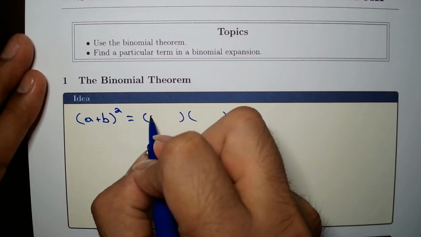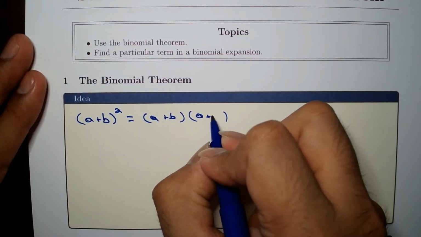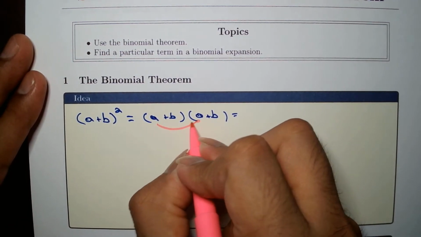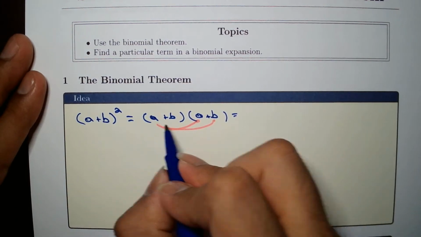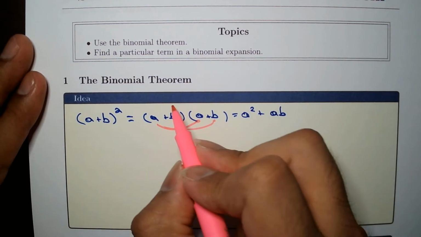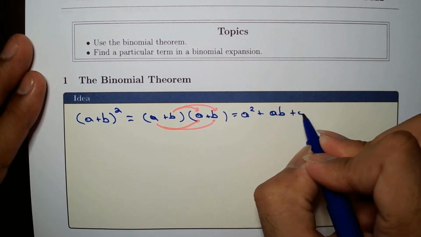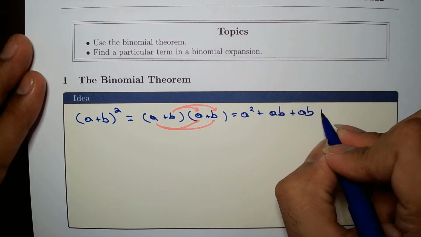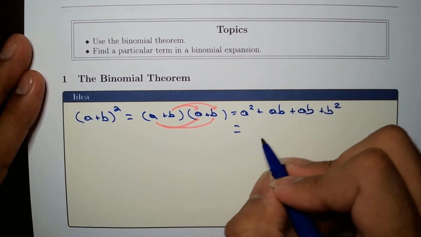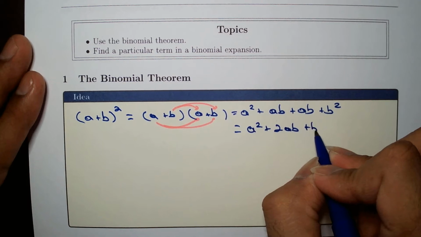What you would do is write this (a plus b) quantity squared as a plus b times itself. Then from here you would FOIL, so that's a squared plus ab, and then keep foiling here. b times a is the same as ab, and then b times b, that's b squared. Ultimately this is a squared plus 2ab plus b squared.